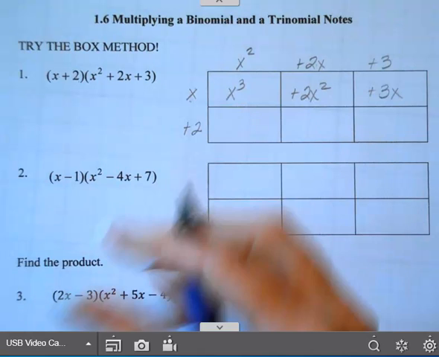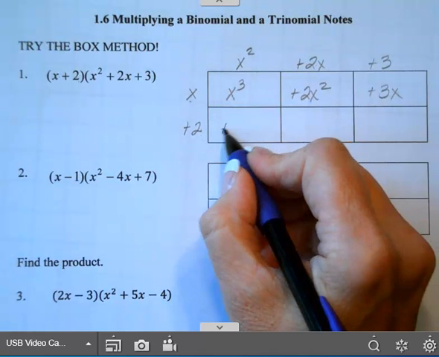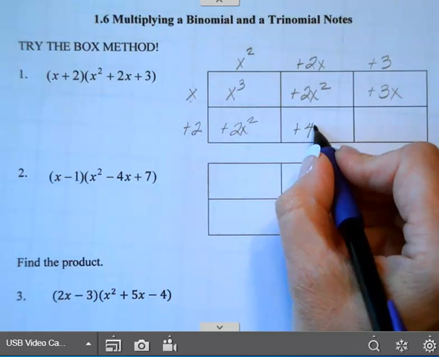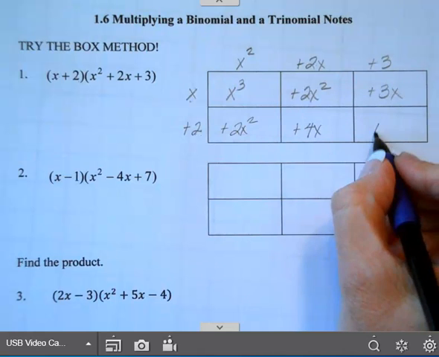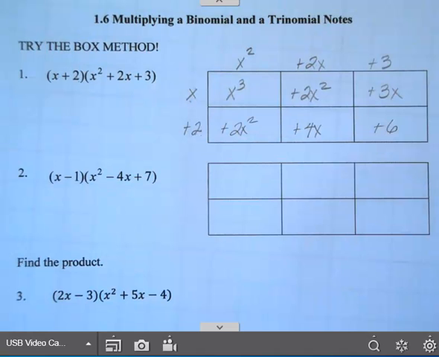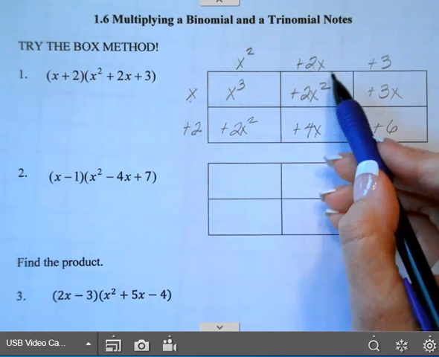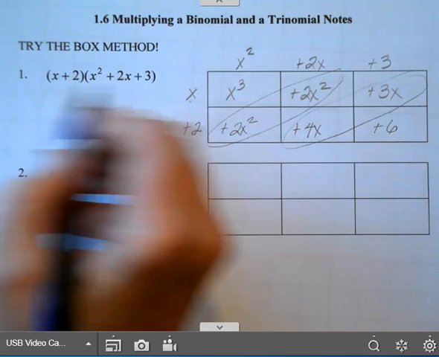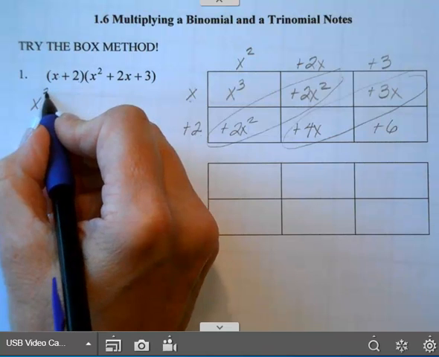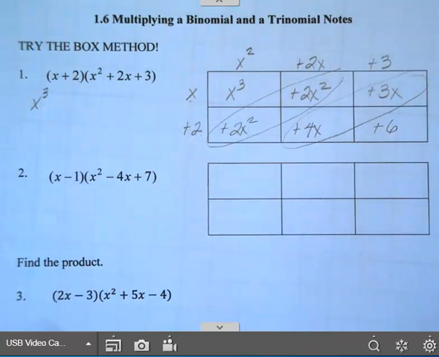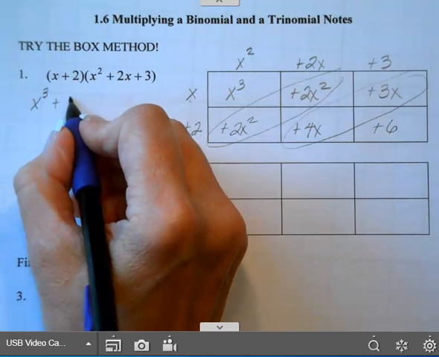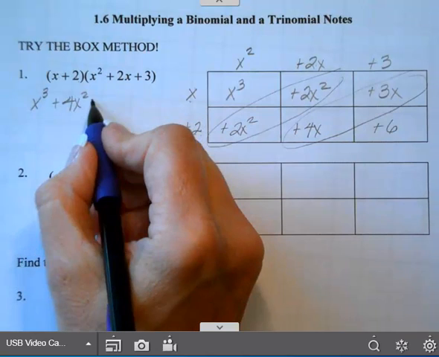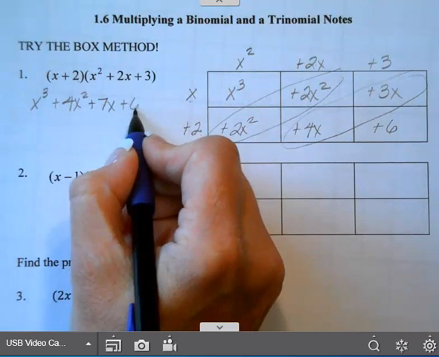My next line, 2 times x squared is 2x squared. 2 times 2x is 4x, and 2 times 3 is plus 6. My like terms are on the diagonal here. There's only one term with a 3 in the exponent, so I'll put x cubed first. 2x squared plus 2x squared is 4x squared. 4x plus 3x is 7x, and then I have plus 6.